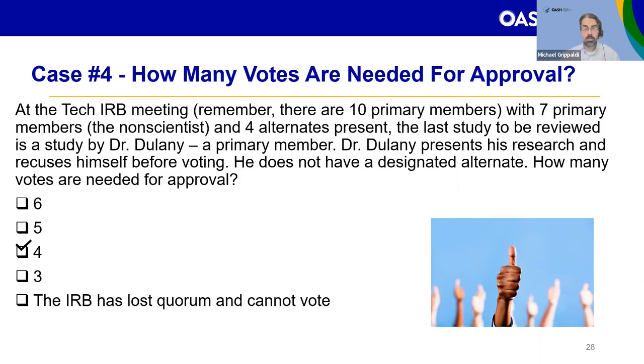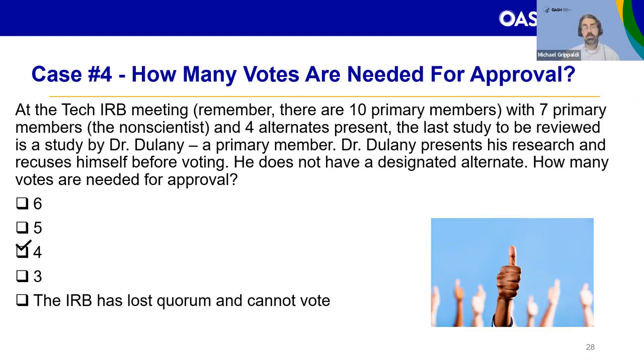We have 6 members. But we also need to know the number of the voting members present so we can figure out the majority. And so looking to the fact pattern, do we have an alternate who can fill in for Dr. Delaney? Can one of the 4 alternates sit in for him? And we were told specifically no, that there's no designated alternate for him. So we're left with 6 voting members at the presence of this board.